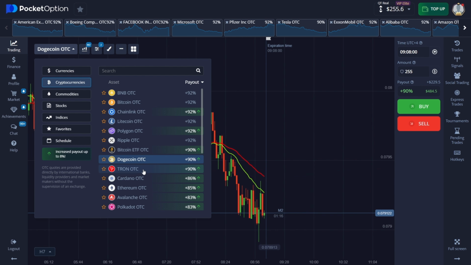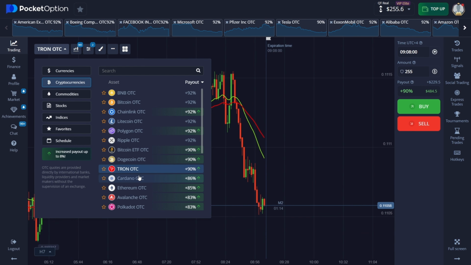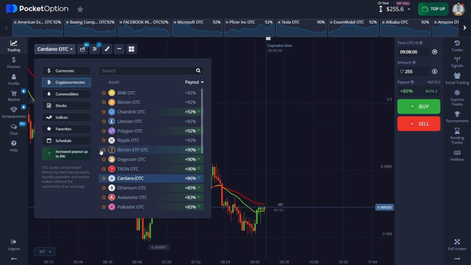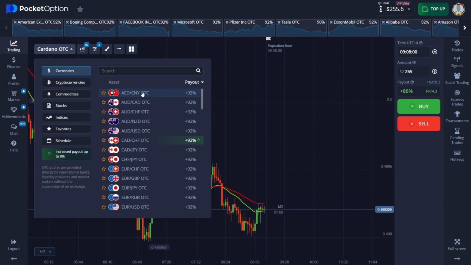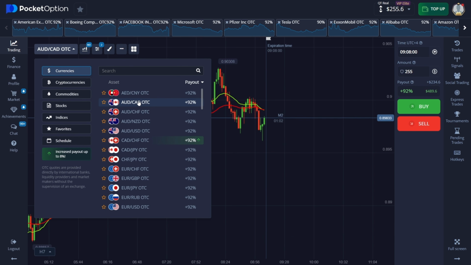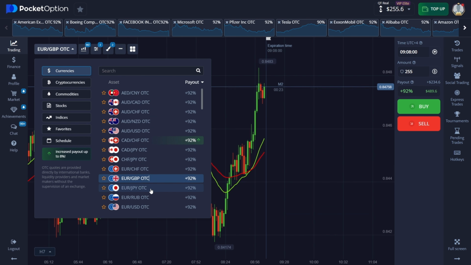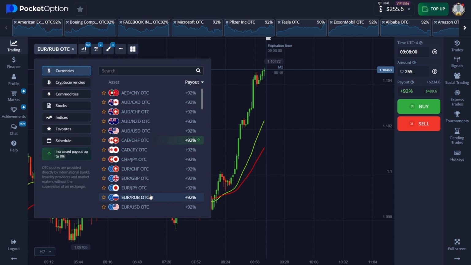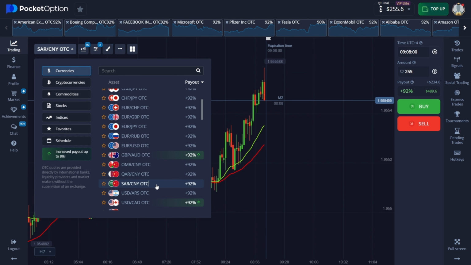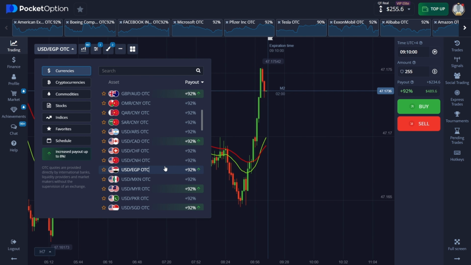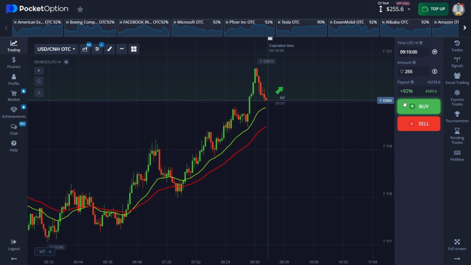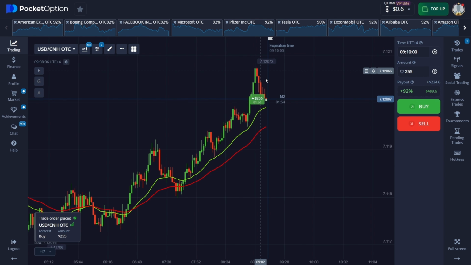I looked for a trade in cryptocurrencies again, but there was no good trade available. So let's look at currency pairs. I found a trade on USDC and HOTC and placed a trade for the upside move.